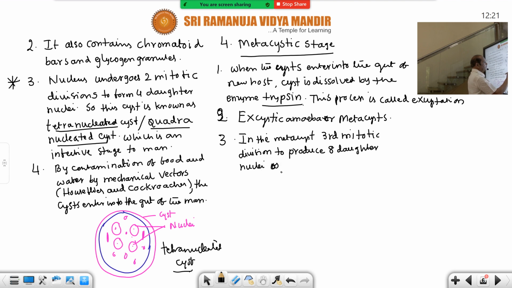Each nucleus is surrounded by a bit of cytoplasm. So how many daughter nuclei are there? 8. The cytoplasm is also divided into 8 bits. So each nucleus is surrounded by a bit of cytoplasm.